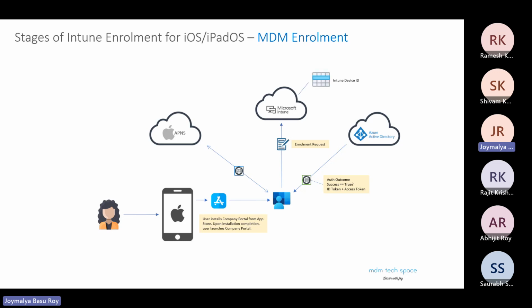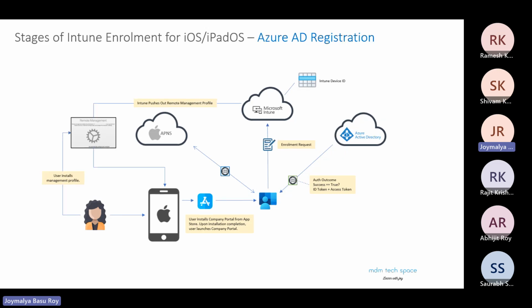Microsoft Intune will create the corresponding Intune device ID. It will push out a remote management profile which will get downloaded on the device. You will need to install the management profile, and from there, once again, as I said, the user has to explicitly install, and then once you install, the enrollment completes. The next step is that it goes to Azure AD device registration.